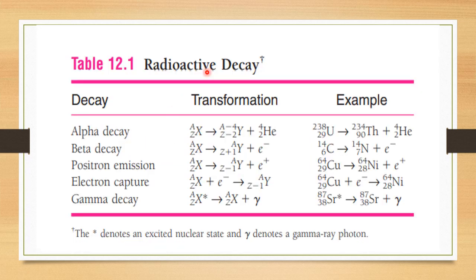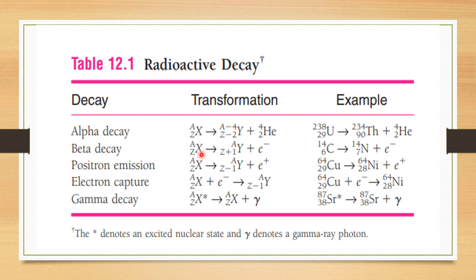Now, the different radioactive decays. In alpha decay, we have found that there is a helium nucleus escaping. So the transformation is like this: X with atomic number Z and mass number A is changed to Y. The nucleus has been transformed to another nucleus with atomic number Z minus 2, mass number A minus 4, and a helium nucleus. This is an example for that.